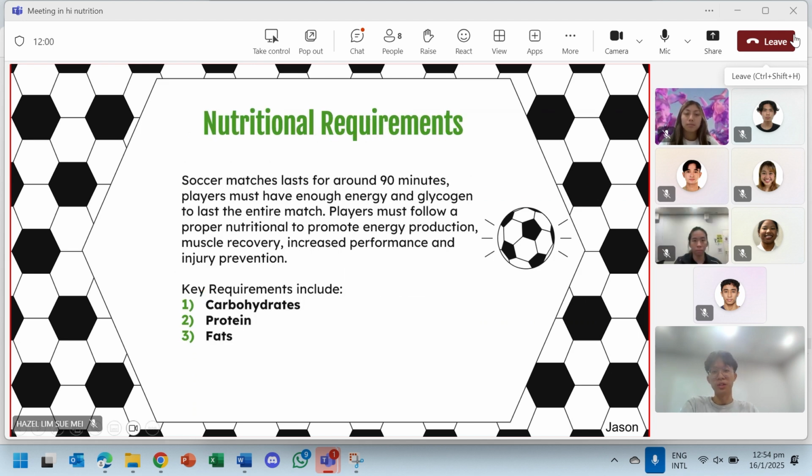So now I will be talking about the nutritional requirements of football. So soccer matches last for roughly 90 minutes, and players must have enough energy and glycogen to last the entire match. Players must follow a proper nutritional plan to promote energy production and muscle recovery, increase performance, and injury prevention. So the three key requirements include carbohydrate, protein, and fats.